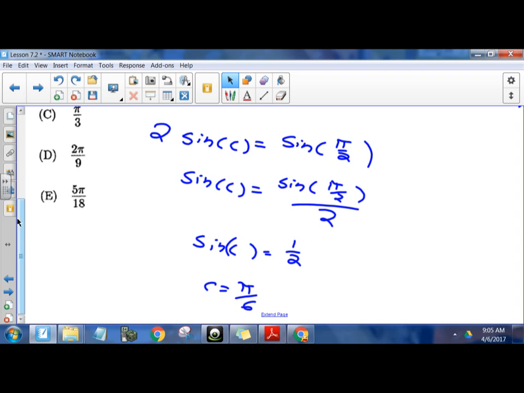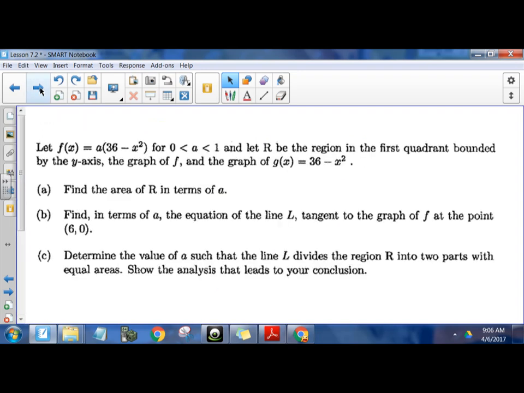Good standard problem. Any questions on that one? Okay. Let's try another one.